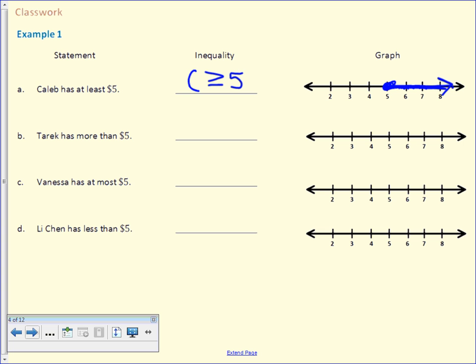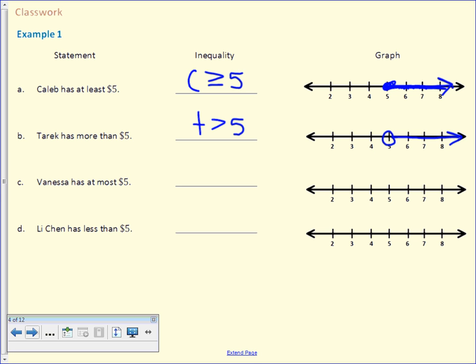Tariq has more than $5. So could he have 6? Yeah. Could he have 7? Yeah. Could he have 5? No. So Tariq has more than $5. How am I going to plot my 5 on my number line, because it does not include 5? What are we going to do? An open circle. Open circle because it does not include 5.